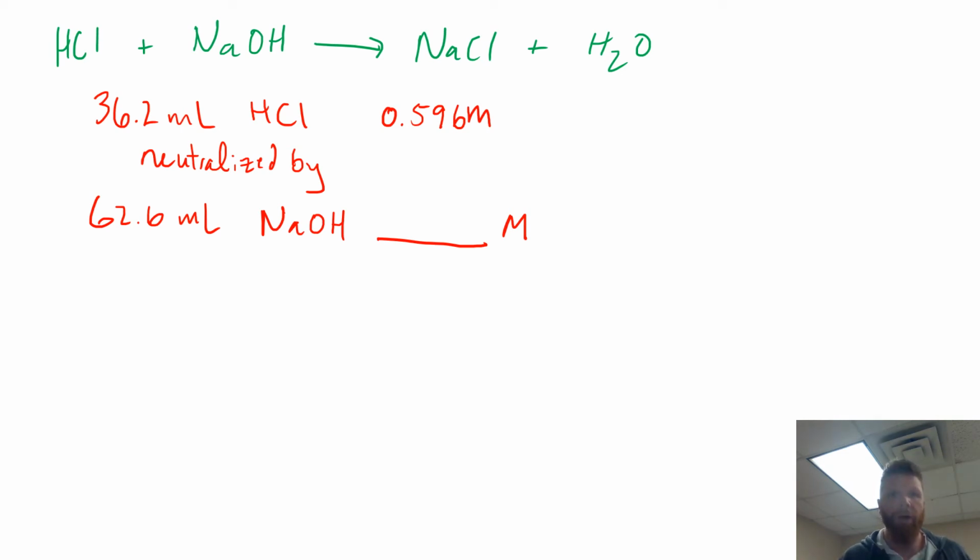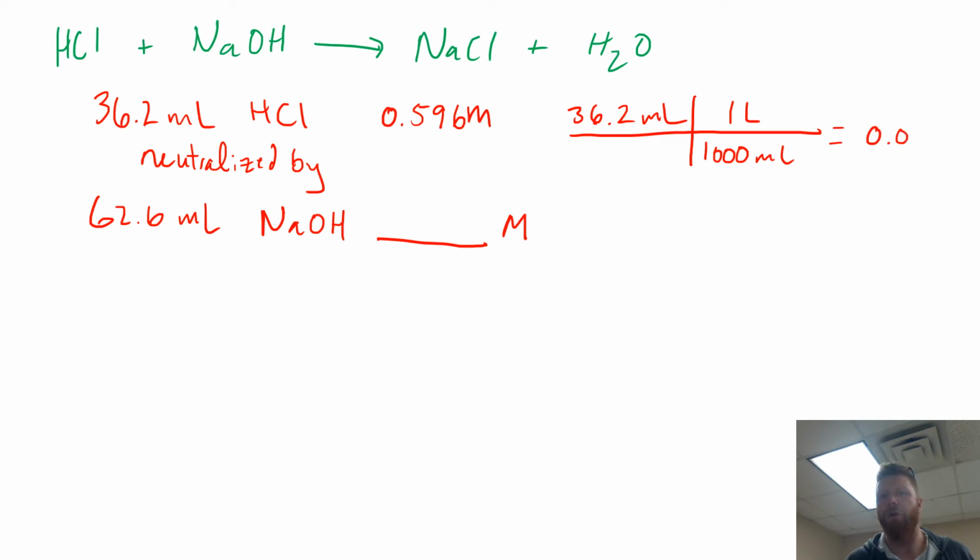Okay, so one of the first things that you need to do is take your volumes and convert them into liters so that you can figure out how many moles you're working with. Now 36.2 milliliters, well, you can do the dimensional analysis and find that 1,000 milliliters are in 1 liter. So this means 0.0362 liters. That's the volume that you're working with there.